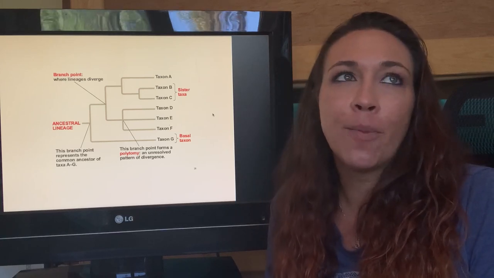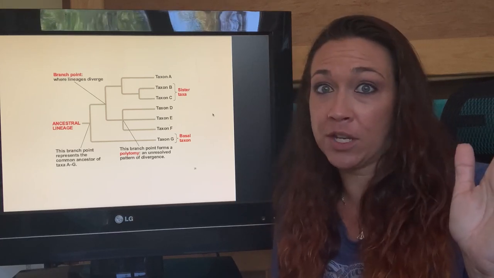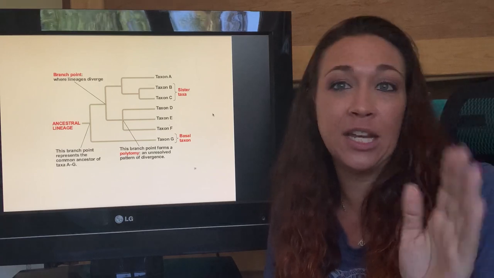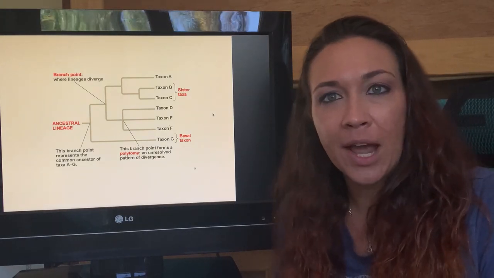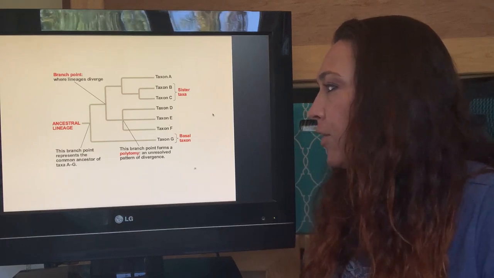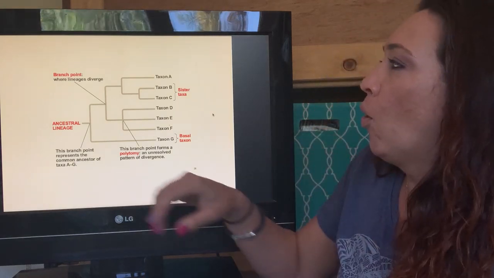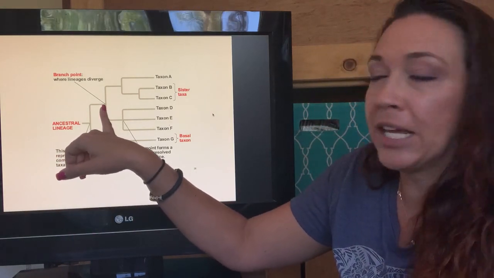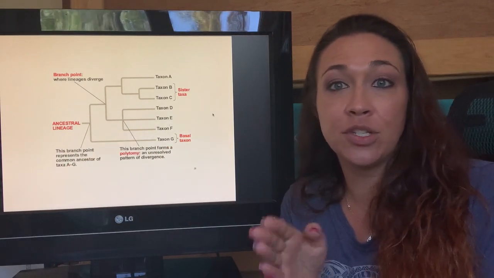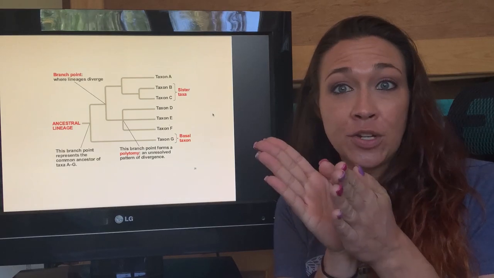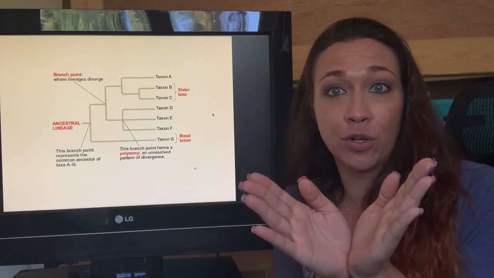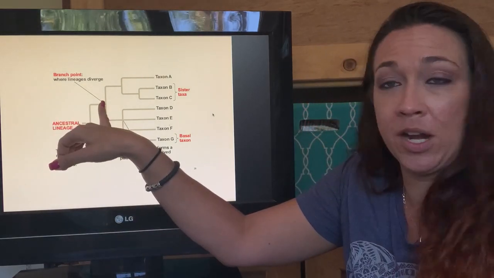So think of our bacteria that we talked about. Remember, he's the first one that diverged way back in the day. He's not really closely related to really anybody. That would be our basal taxon right there. That would be our bacteria. Now, when we have our branch point right here, this is where those lineages diverge, meaning those groups are now going to be different. Okay, the birds are now different than the reptiles. They have diverged. So that would be a branch right here.